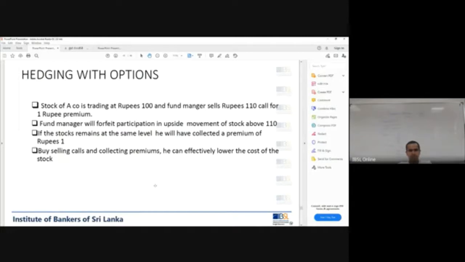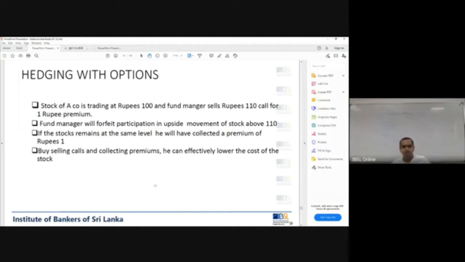Stock of A is trading at 100 rupees and the fund manager sells 110 rupee calls for a premium of 1. The fund manager will forfeit participating in the upside potential above 110, right? He has sold 110 rupee calls for a premium of 1 rupee. For a 1 rupee premium, he has sold a call option with a strike price of 110.